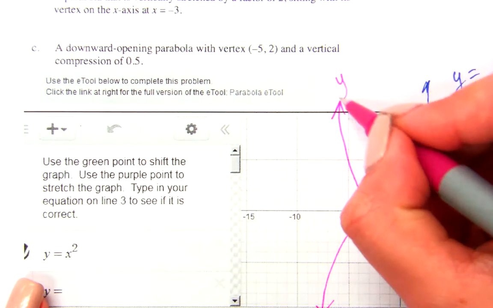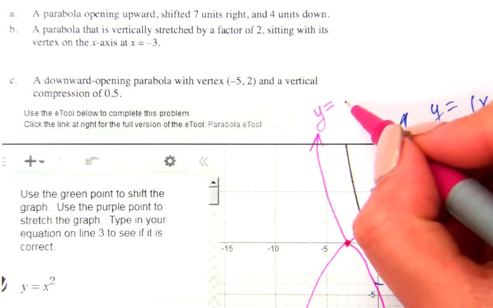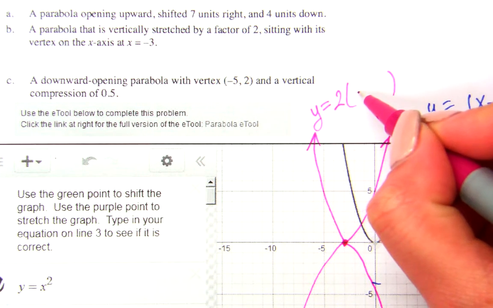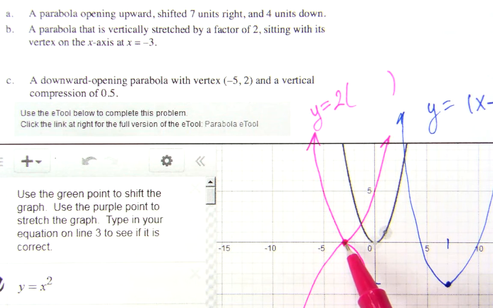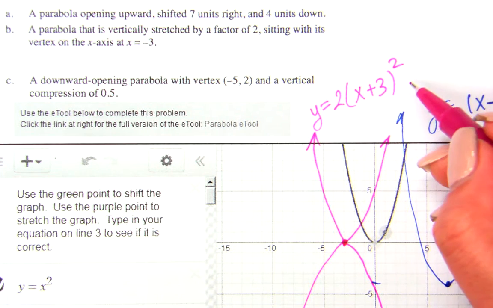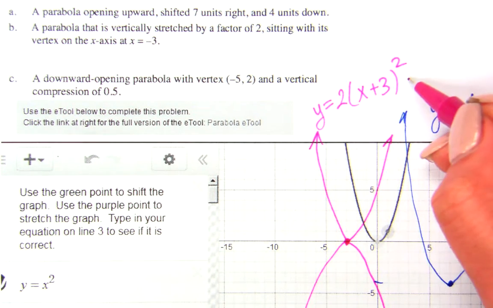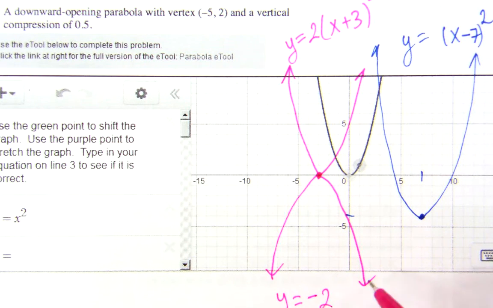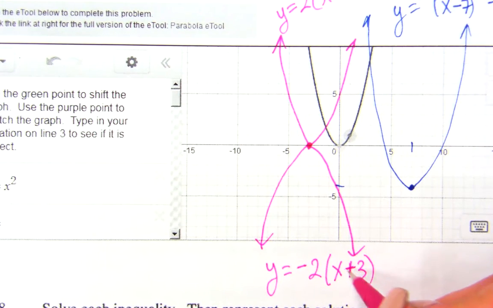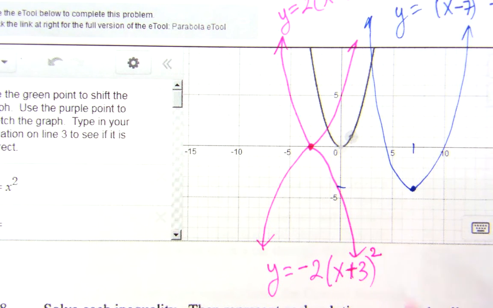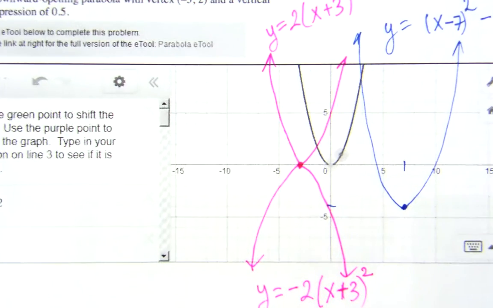So an equation, if it opens up, would be stretched by a factor of 2, so there's a 2 out in front, and then it moved to the left 3, so it's going to be x plus 3 squared. It didn't go up or down because it's still on the x-axis, so that's what it looks like if it opened up. And then if it opened down, it would just be a -2 instead. Your horizontal shift to the left is still plus 3, and then squared. So either of those for part B.